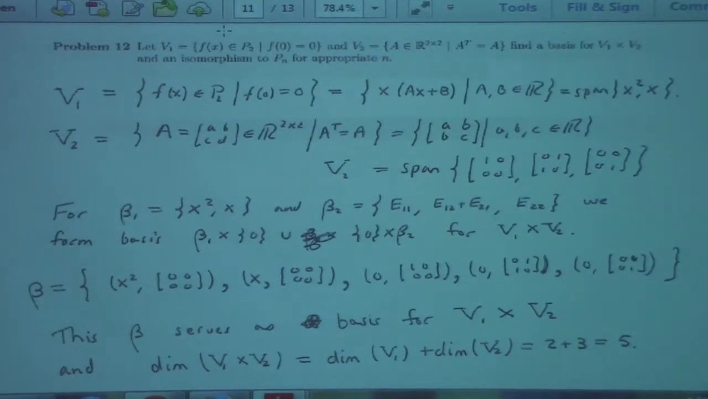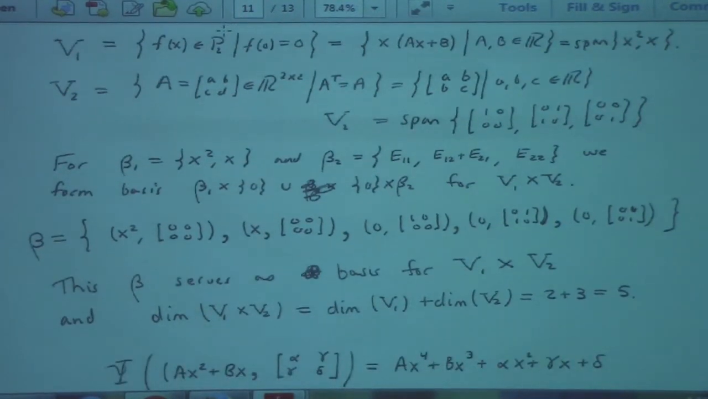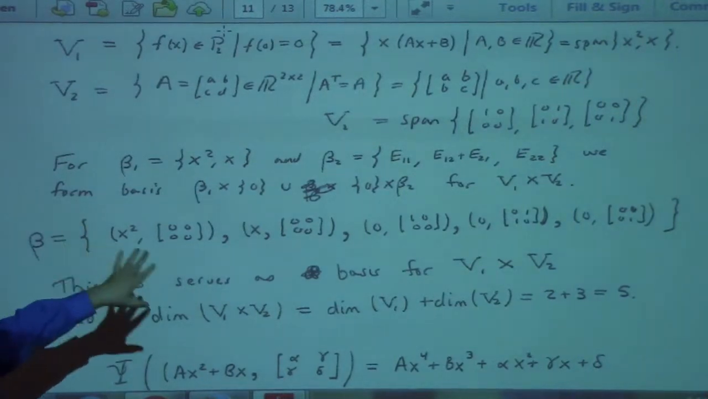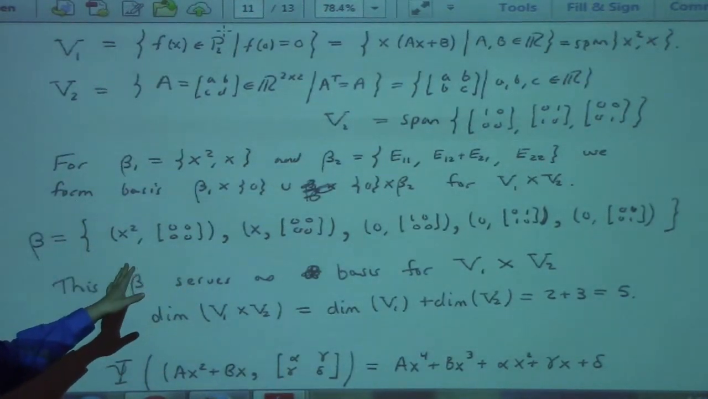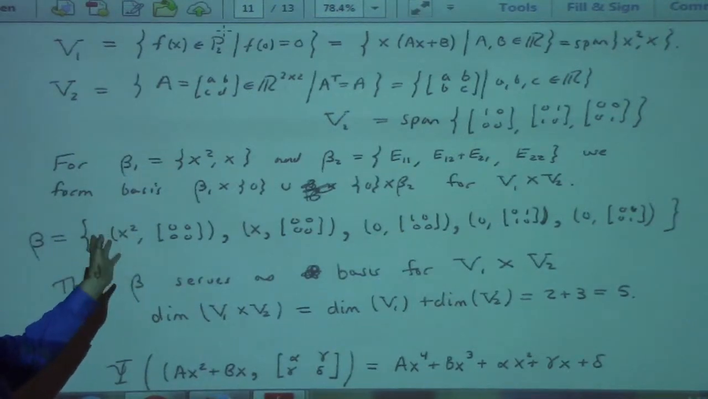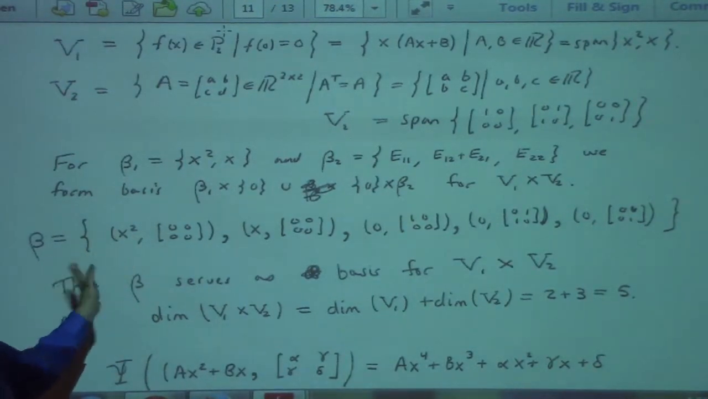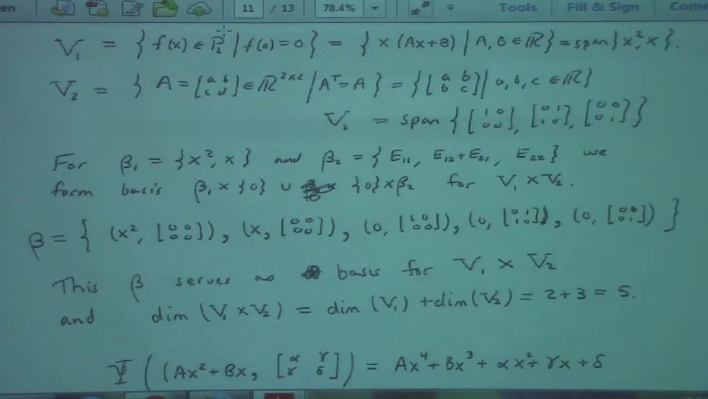Why do you do B1 cross 0 union with 0 cross B2? Because that's how we construct the basis for the Cartesian product. We take the basis for the first one and Cartesian product with 0, take the basis for the second one and Cartesian product on the other side. And you just put those together, that gives you a basis for the Cartesian product. We have proved this in general when we talked about Cartesian product. It was the day we talked about internal and external direct sums. I did at the start of the class, I proved that you could take a basis for V and a basis for W and string them together like this.